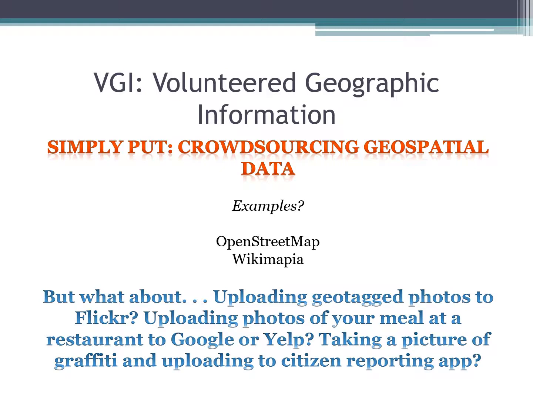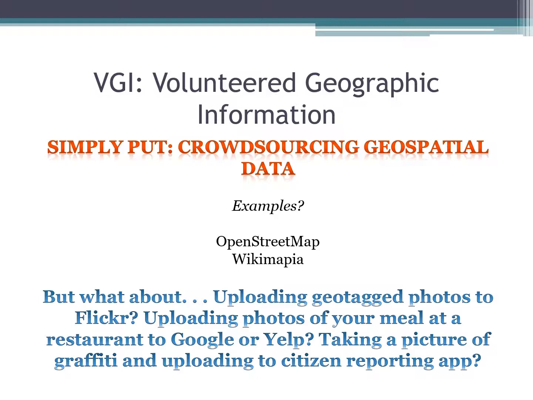So VGI, or Volunteered Geographic Information, again, I know we've discussed this briefly, but it's essentially crowdsourcing geospatial data. Examples that deal strictly with maps are OpenStreetMap and Wikimapia, where users go in and make edits to maps. Anybody with an editor role on OpenStreetMap can go in and make changes or suggest edits.